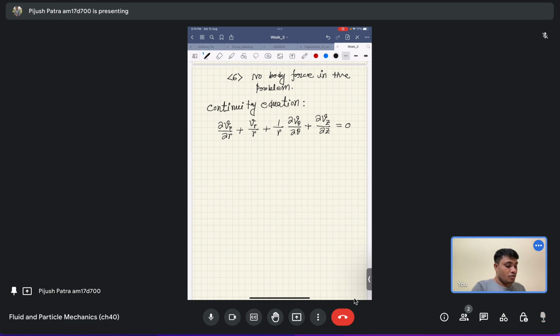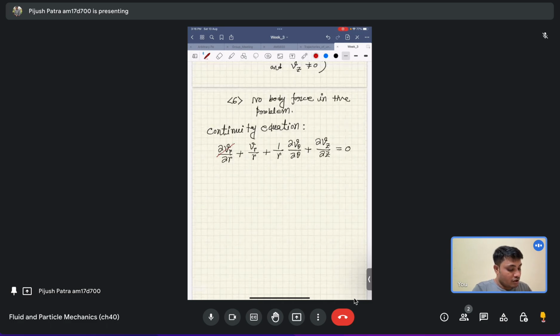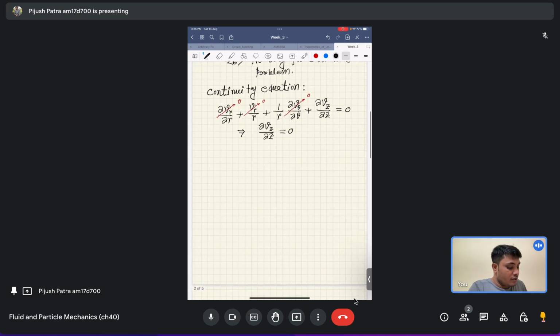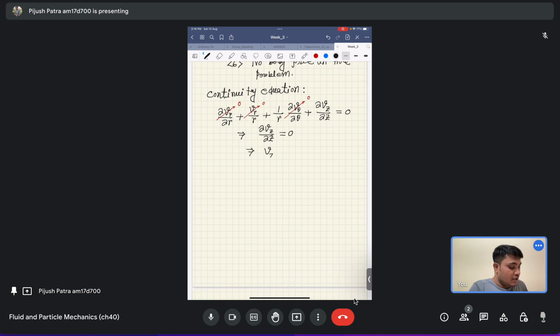Is this right? So what assumptions did I put? Vr is equal to 0, that means this term is 0, this term is also 0, and V theta is also 0. So I have only dou Vz by dou z equal to 0. What does it mean? That means Vz is not a function of z. Is that right?